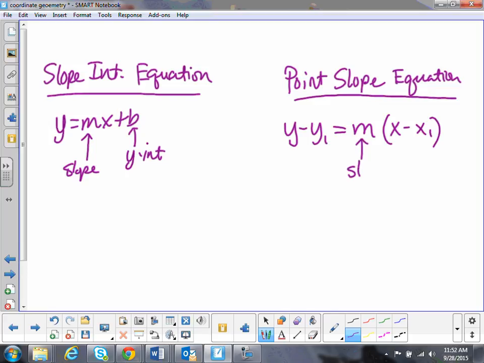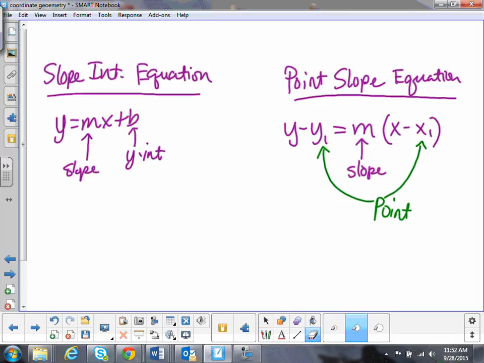Your M is still your slope, just like over here. And then these two things represent a point, x1 and y1. Okay? So if you're given a point and a slope, then you can use this equation. You can still use this one instead, because you can put the slope there and use x, y as the point. Some people like to use that instead of this, and that's okay. Whatever's easier for you.